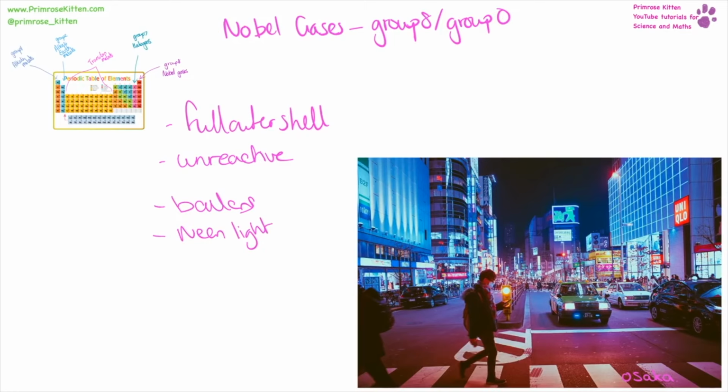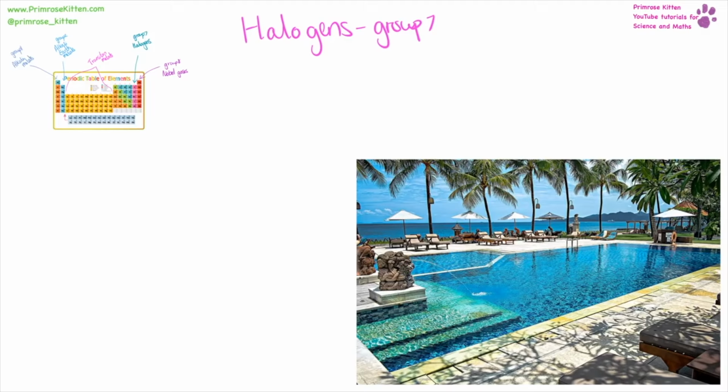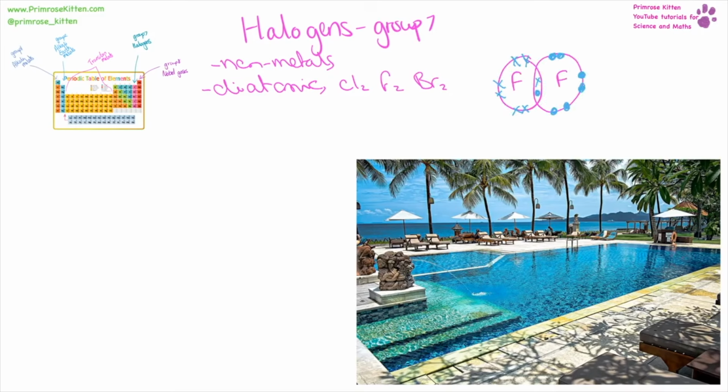Moving over one group to group 7, we have the halogens. We are still in the non-metals, and these are going to go around as diatomic molecules, which means their formula is going to be, for chlorine gas Cl2, fluorine gas F2, bromine gas Br2. They're going to go around together in pairs. Because they only want to gain 1 electron, a nice easy way for them to do that is sharing an electron with something else that is the same.